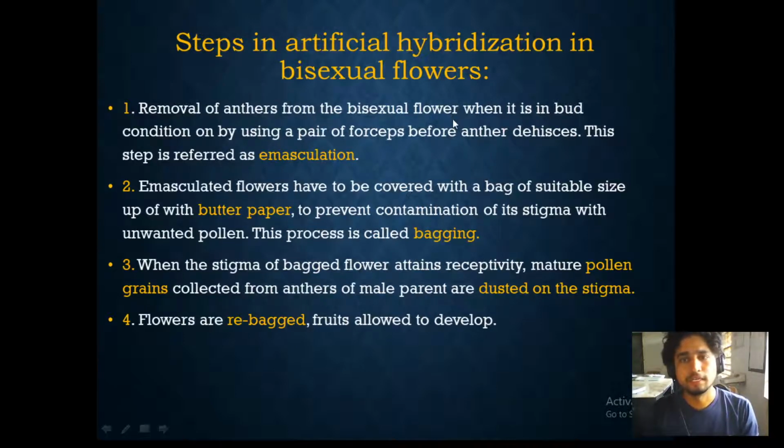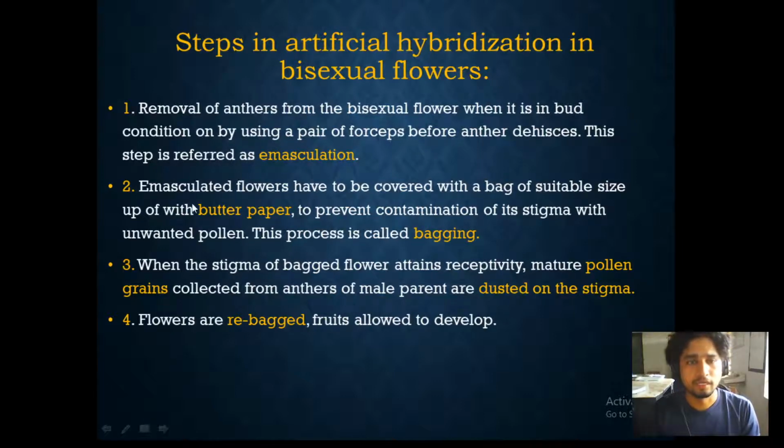When should it be removed? It should be removed before anther dehiscence so that none of the pollen grains land on the stigma. Before the anther is dehiscing, it should be removed from the bisexual flower so that no contamination occurs. This step of removal of anther from the bisexual flower before its dehiscence is called emasculation. Emasculation is seen only in bisexual flowers because anther and stigma are present together only in bisexual flowers. In unisexual flowers, the emasculation step is skipped.